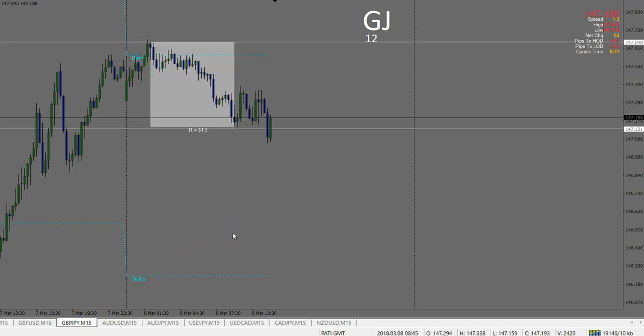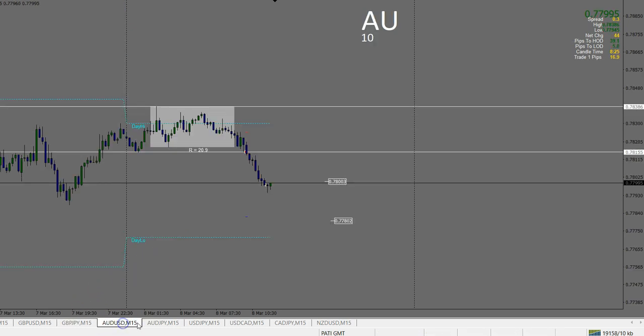Pound Japanese yen. I didn't get a trade off on that. This actually came through our criteria after I'd punched out, so I wasn't in on that at all today. Australian dollar, US dollar. You can see I took a trade there as it came through our criteria, and I punched out taking profit there. So the Australian dollar, US dollar gave me 17 pips. Nice little trade there.